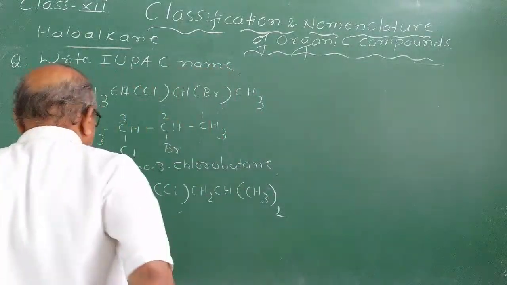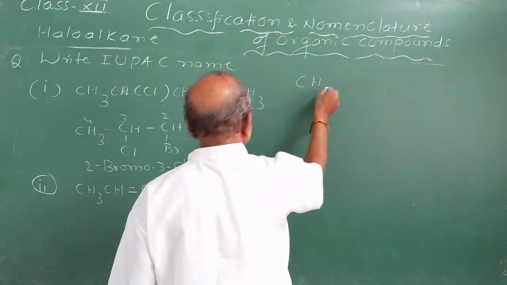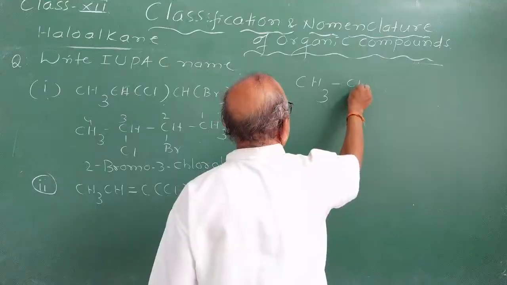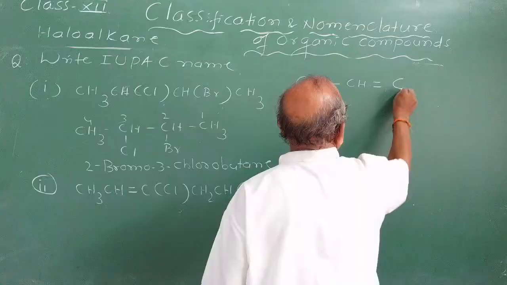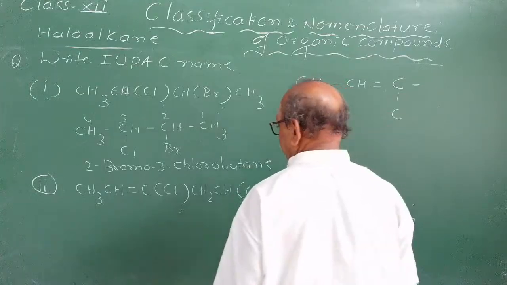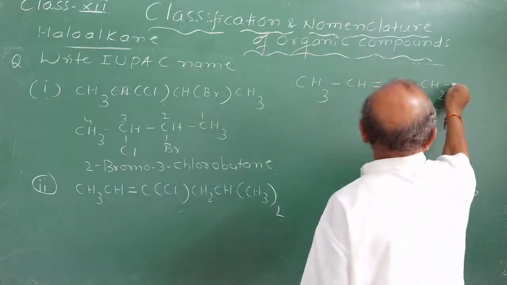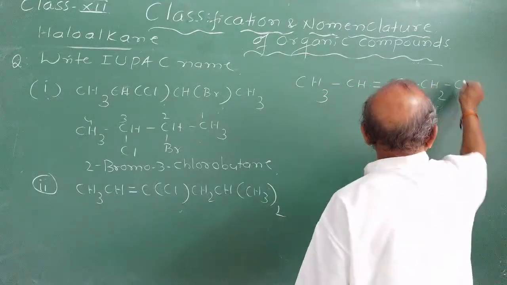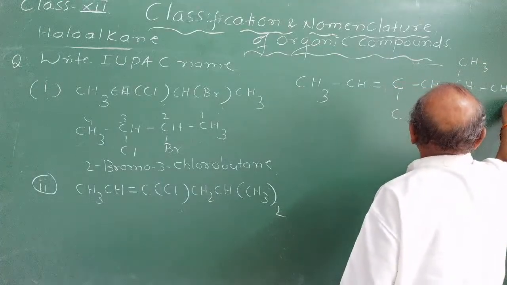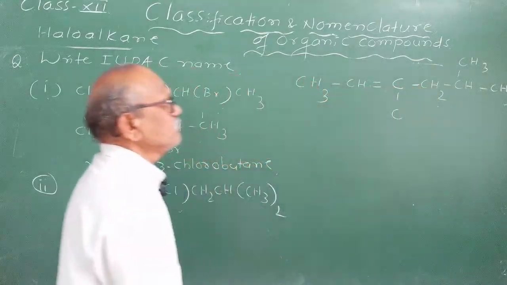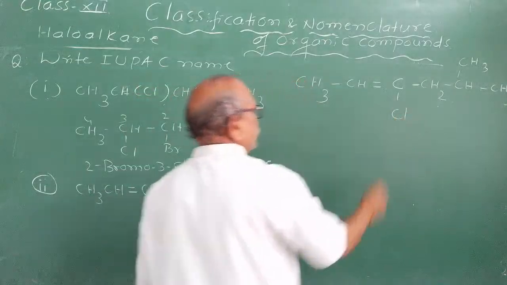How do you draw the structure of it? CH3, you have CH, double bond, CCl, single bond, CH2, single bond, CH. To this you have to link what? Here one CH3, here one CH3. In the bracket, twice are given. Cl here. Try to write the IUPAC name.